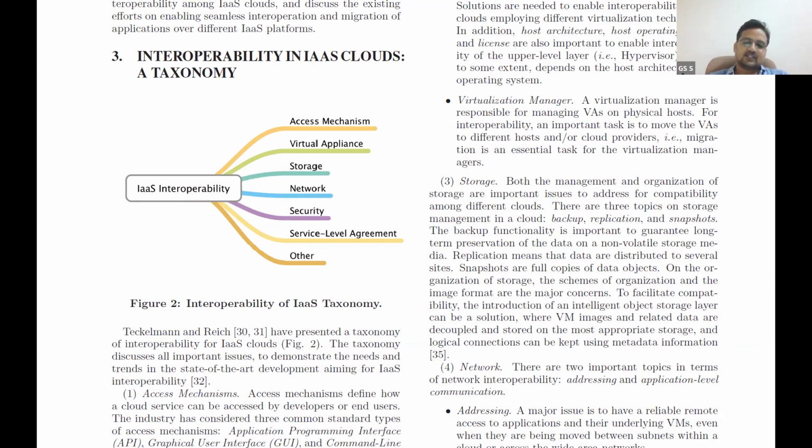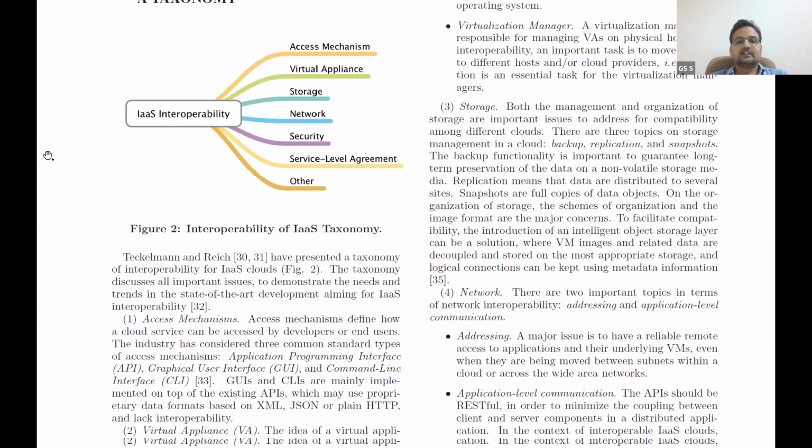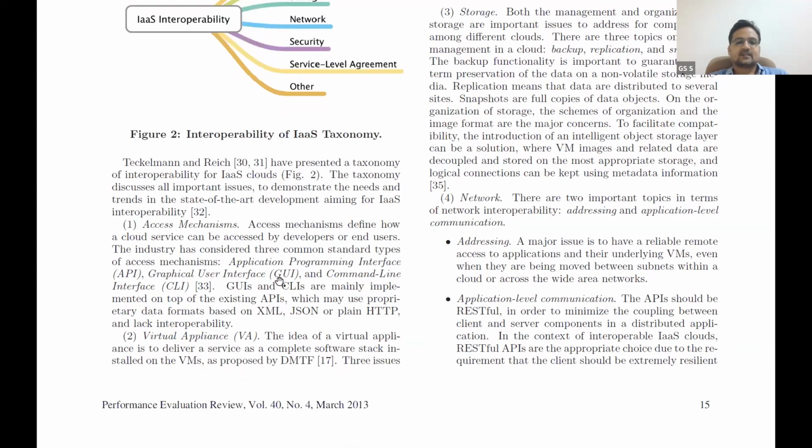The first one is known as access mechanism. How do you access your VM if it is on cloud? Basically, there are 3 methods: API, GUI, and CLI. API, application programming interface, GUI, graphical user interface, and CLI, command line interface. Is there any other way? No.